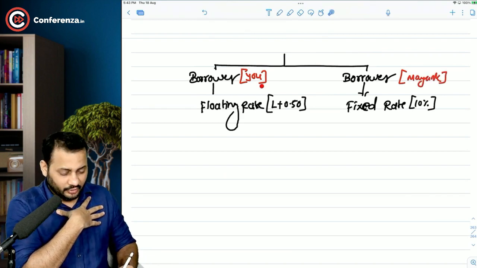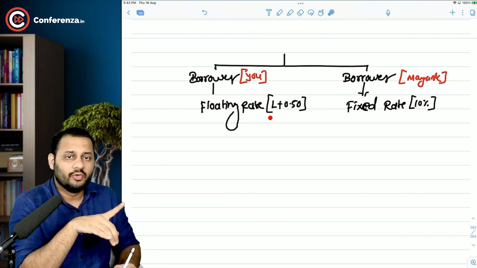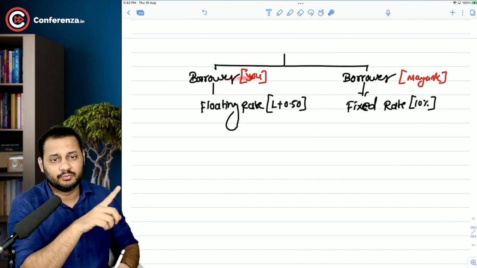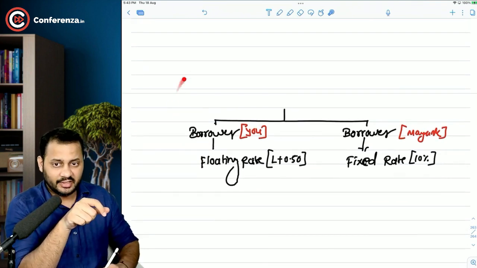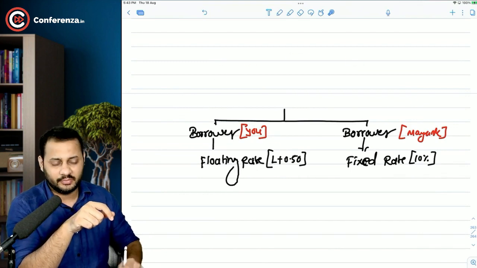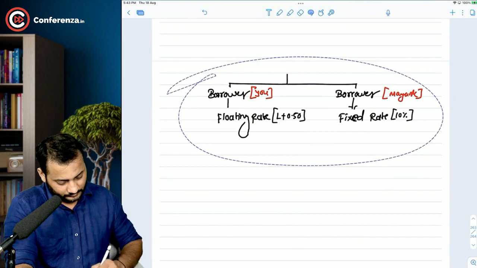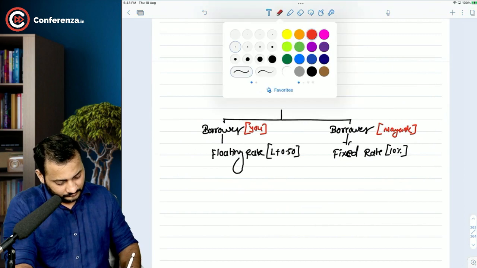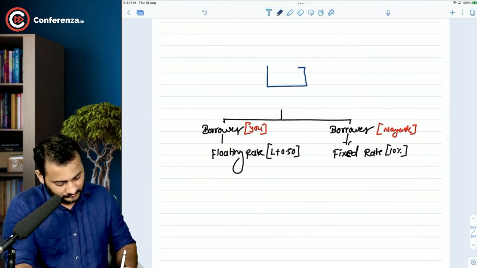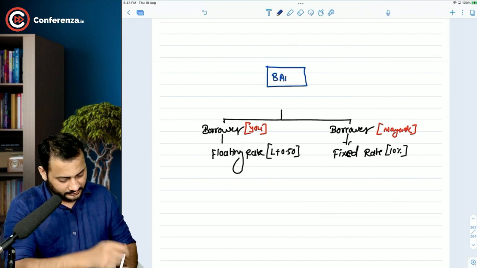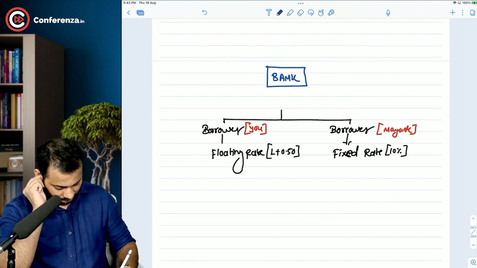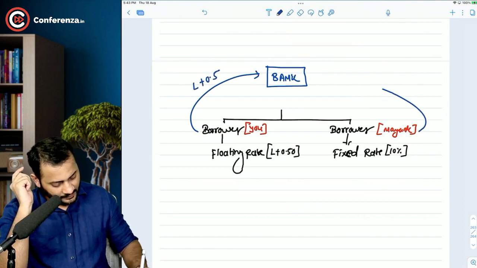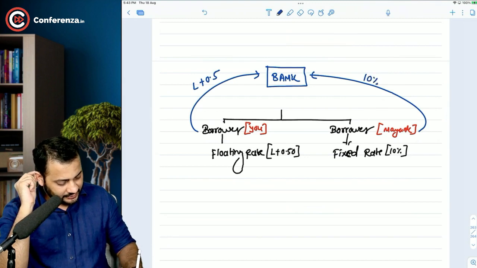So your cash outflow is at a floating rate at every reset period. You are paying interest to the bank. Since both of us are borrowers, we will be paying interest to the bank. I will also be paying interest to the bank. Here is the bank. You will be paying L plus 0.5 every time. I will also be paying the interest, but that's 10% fixed.